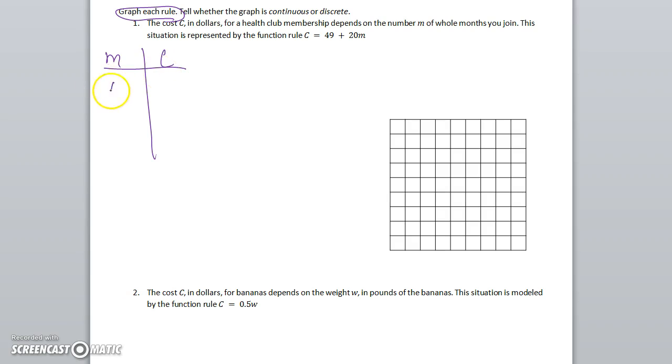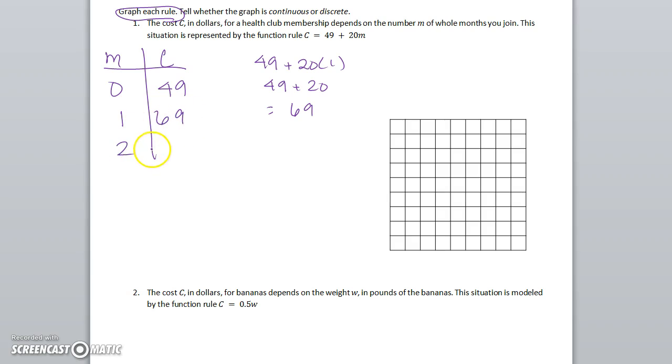So if I decide not to go, for the 0 month, for 0 months, I'm going to pay $49. That $49 is my initiation fee, basically. I have to pay that before I even start going. So then after the first month, I'm going to pay that fee plus another $20. So the first month is 49 plus 20 times 1. So 49 plus 20 gives me 69 bucks.